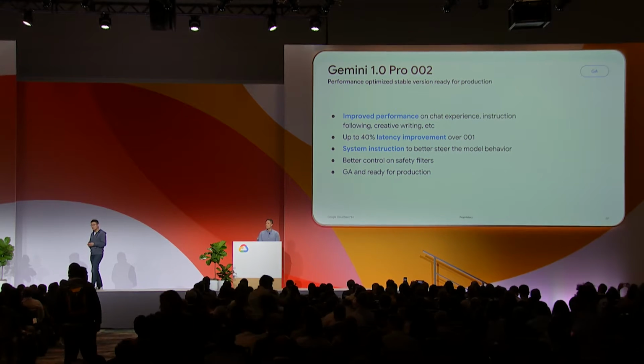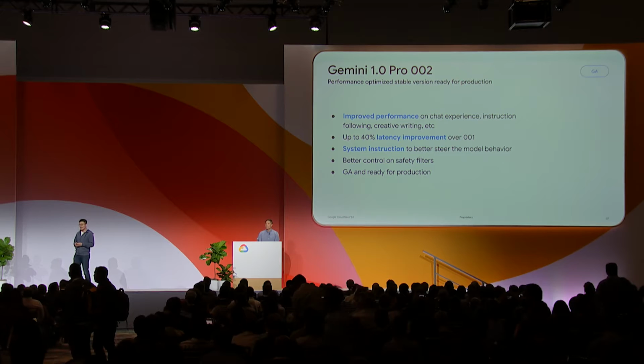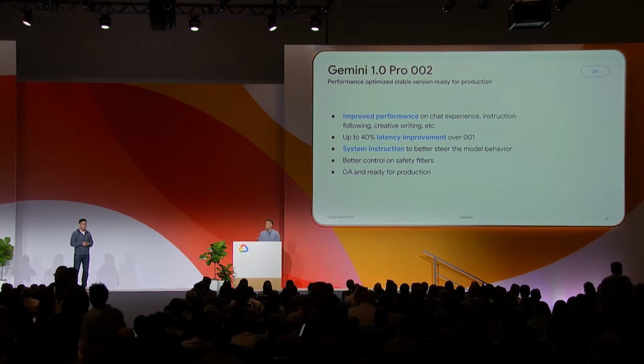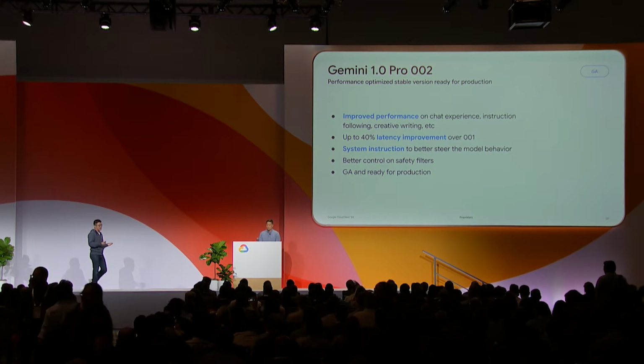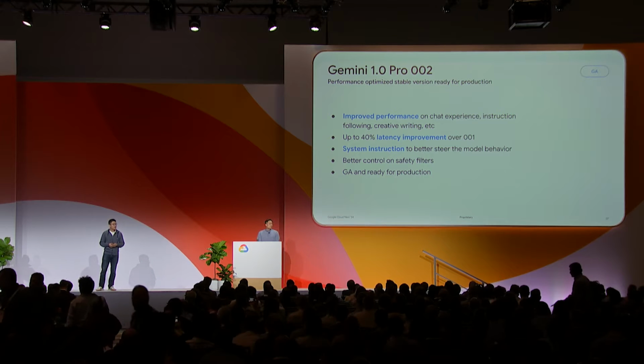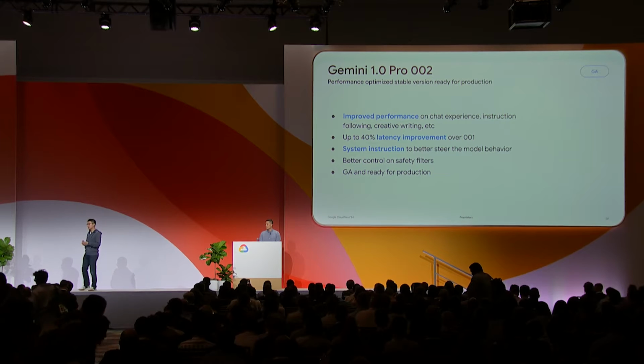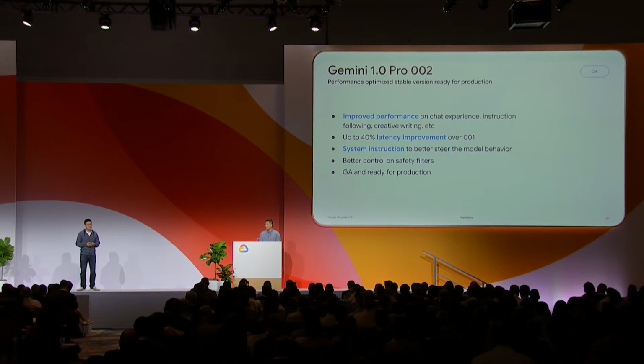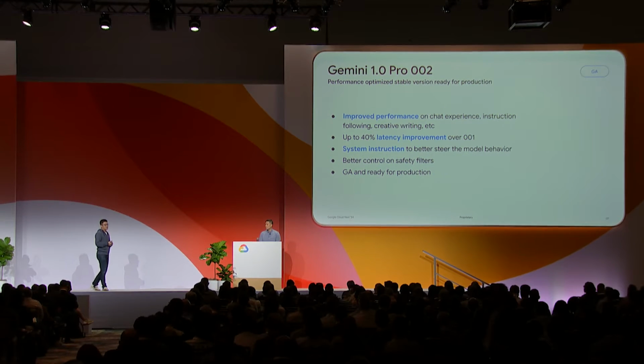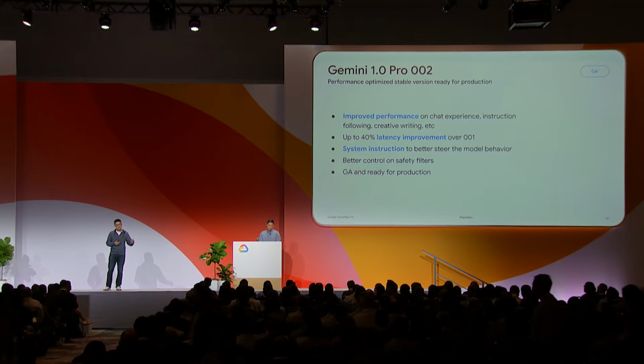We also made some great updates for our Gemini 1.0 Pro. We are releasing a new GA stable version, 002, today. This model has improved performance in the chat experience, instruction following, and creative writing. It also has a lot of great improvements on latency, up to 40%. This is a number that we see over our previous version, 001.